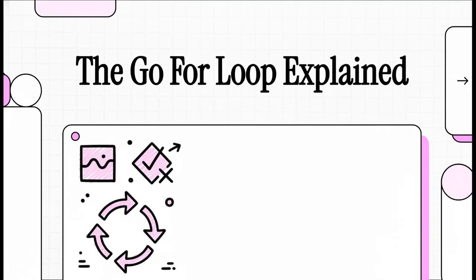Hey, welcome back. So we've already covered how to store data with variables and how programs make decisions using conditionals. But the real magic, the thing that makes programming so powerful, is doing things over and over again, automatically. And today we're going to master the one tool that makes all of that possible, the for loop.